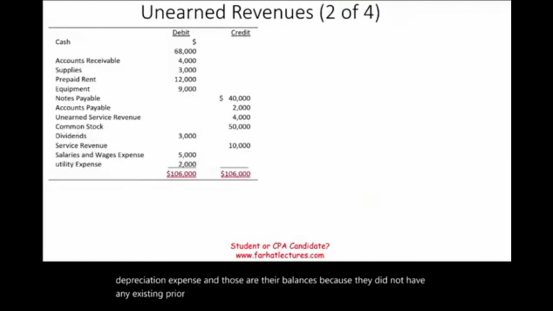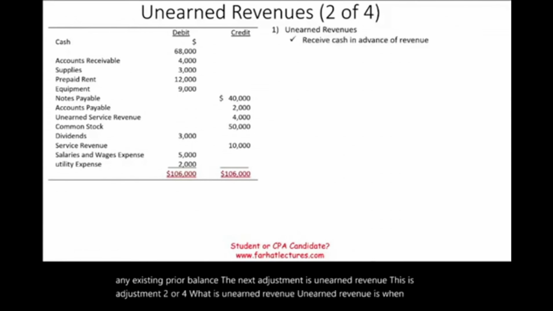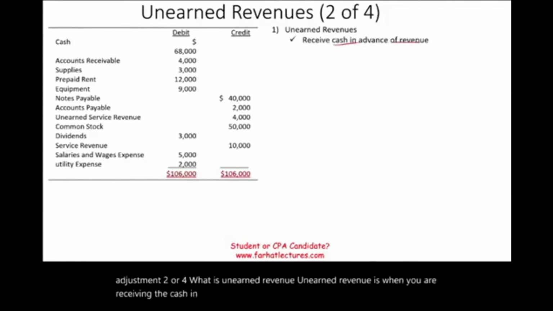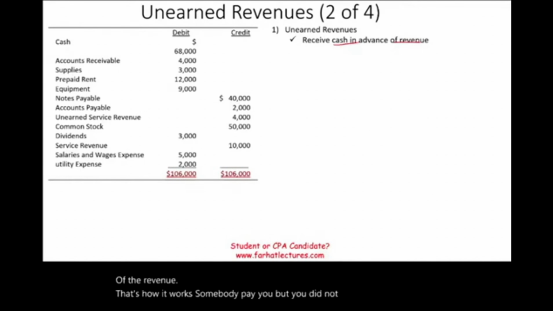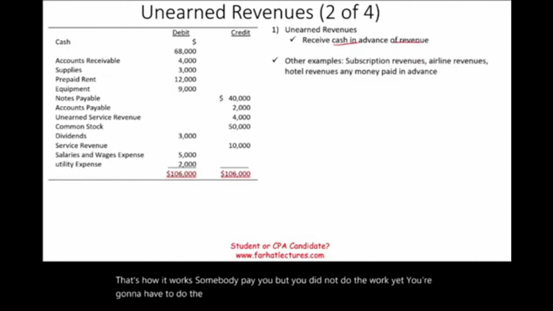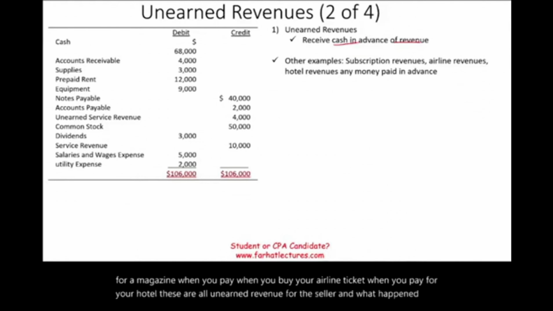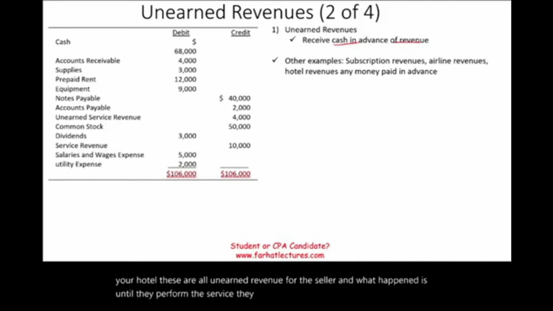The next adjustment is unearned revenue. This is adjustment 2 of 4. What is unearned revenue? Unearned revenue is when you are receiving the cash in advance of performing the service. So you receive the cash in advance of the revenue. That's how it works. Somebody pays you, but you did not do the work yet. You're going to have to do the work in the future. In the real world, when you subscribe for a magazine, when you buy your airline ticket, when you pay for your hotel, these are all unearned revenue for the seller. And until they perform the service, they cannot book it as revenue.